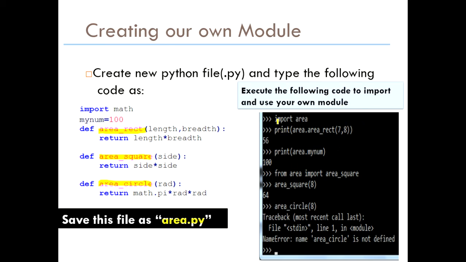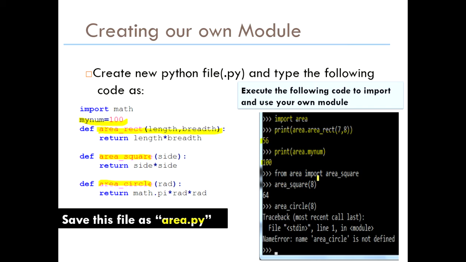Now import this area module as import area. Now print area.area_of_rectangle with parameters 7 and 8. It will give us 56 because the area of a rectangle is length into breadth. This calls this function, that's why we get 56. Now print area.my_num. The value of my_num given here is 100, that's why it is giving 100.